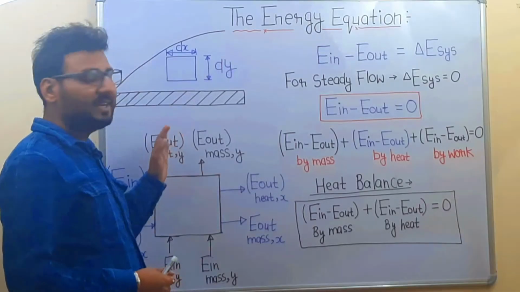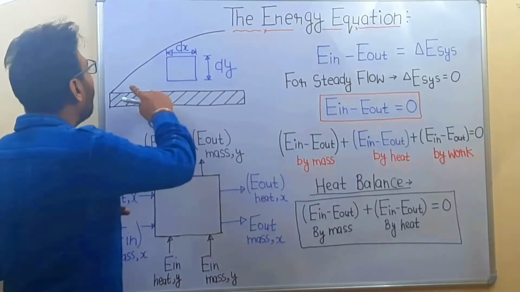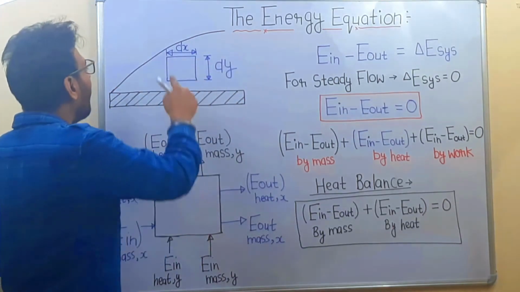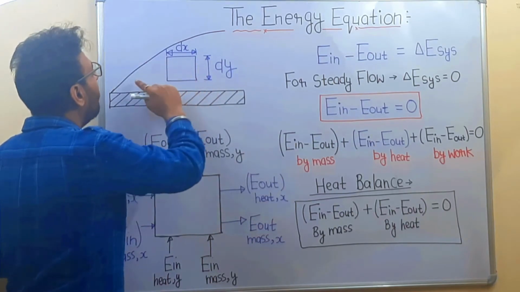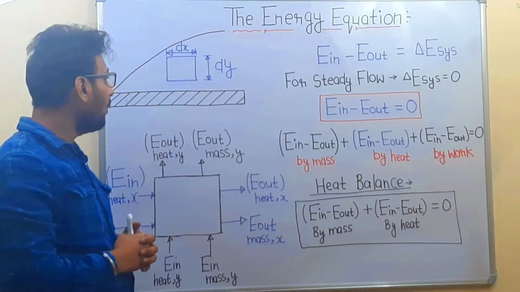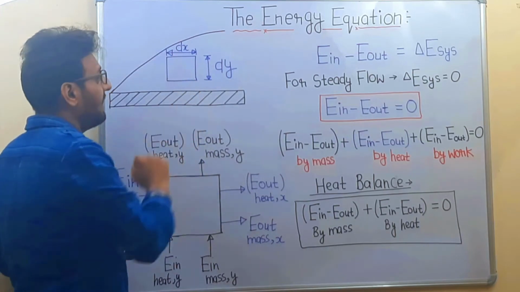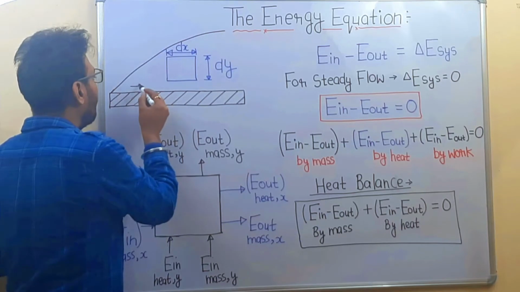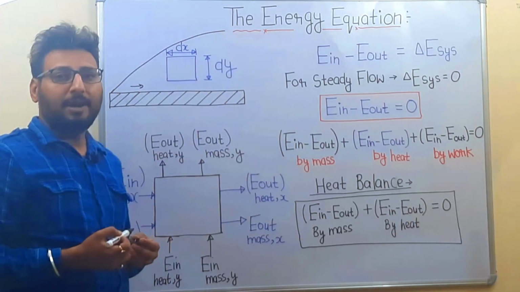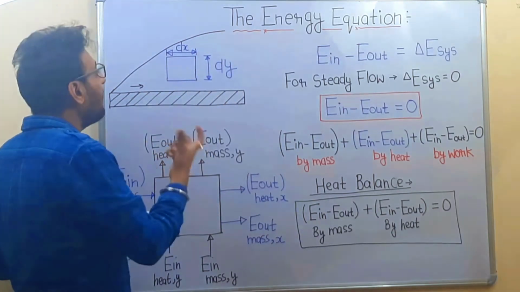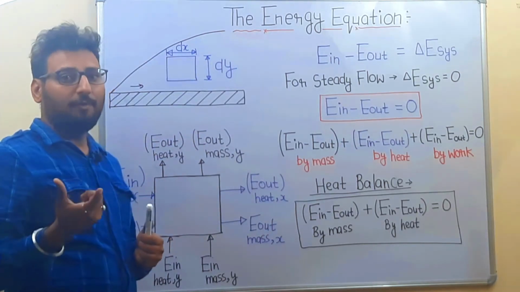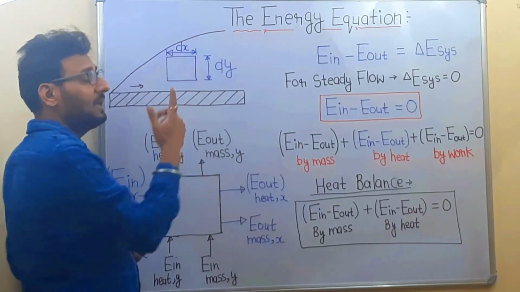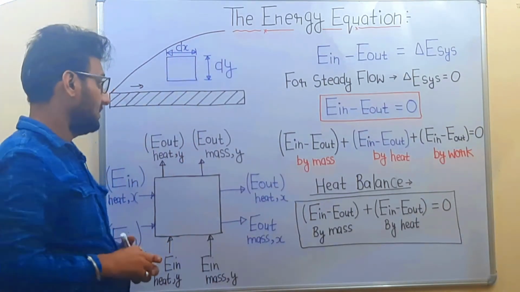Now, consider the formation of the boundary layer over a flat plate. Now, consider a control volume within this boundary layer region. The dimensions of the control volume are dx along the flow and dy perpendicular to the flow, and we are considering only 2D flow. The dimension perpendicular to the board is unit, which is the z direction.